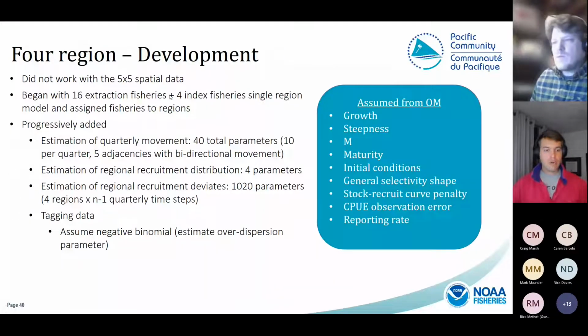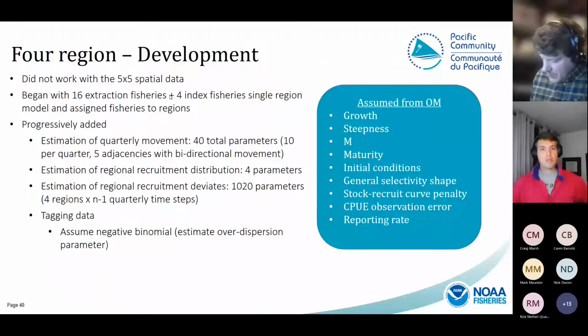So looking at the 4-region model development, again, we didn't work with the 5x5 spatial data. We began with that 16 extraction fishery and 4 index fishery model from the single region, and assigned those fisheries to the regions. And then we progressively added the estimation of quarterly movement. So we had independent movement for each quarter, and there were 5 adjacencies between the 4 different regions, and each had bidirectional movement, so that gave us 40 total parameters added into the model.